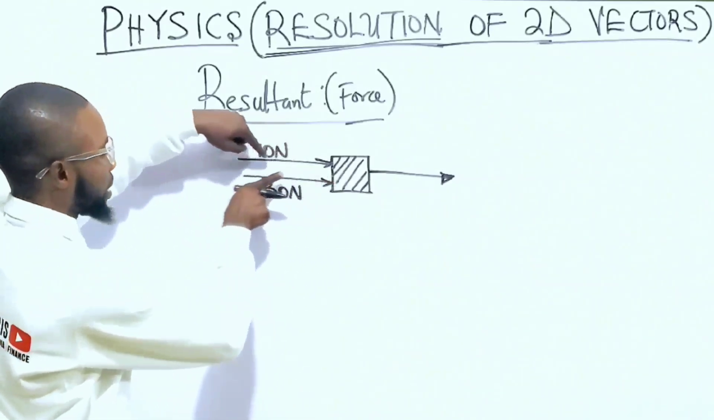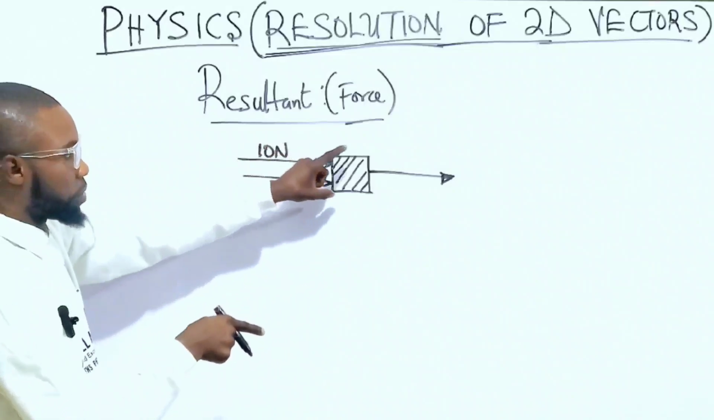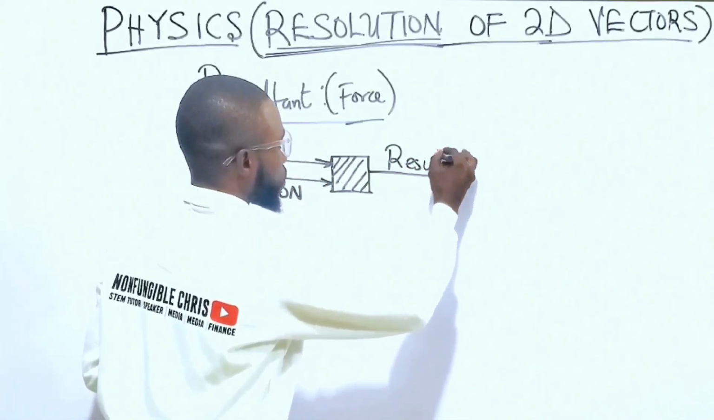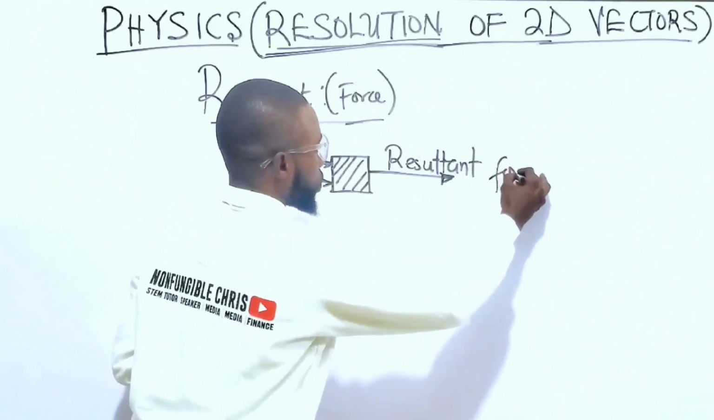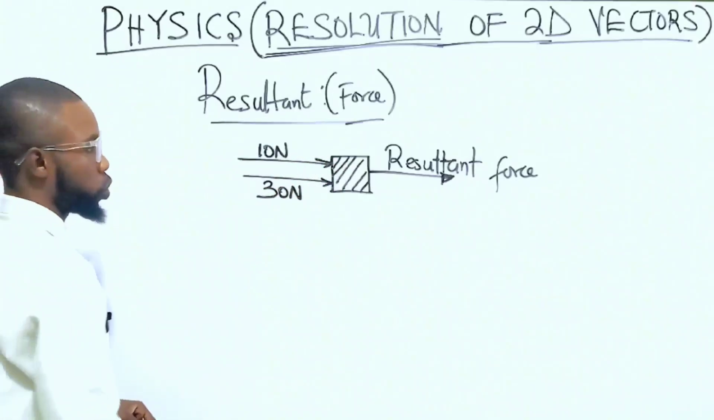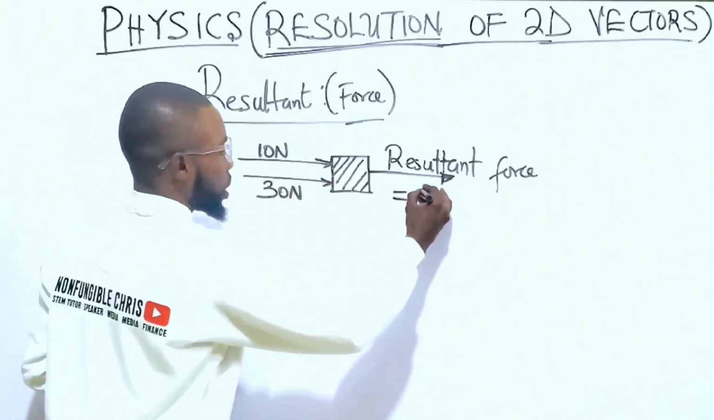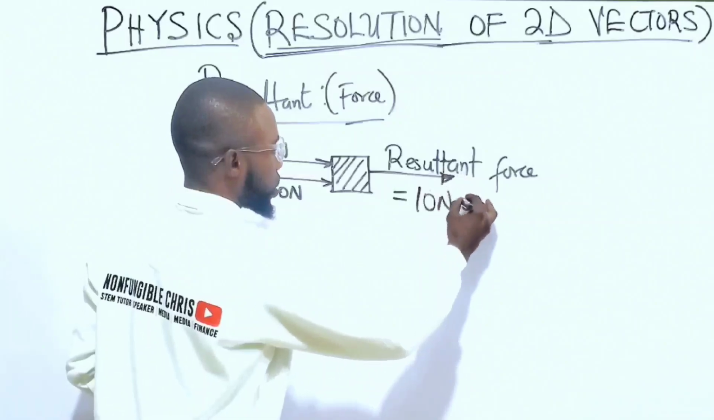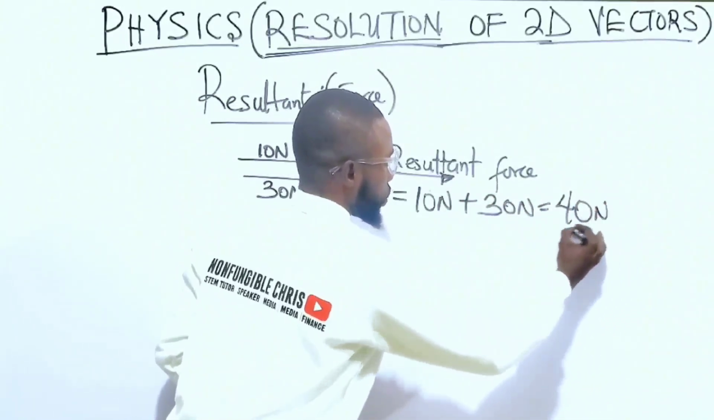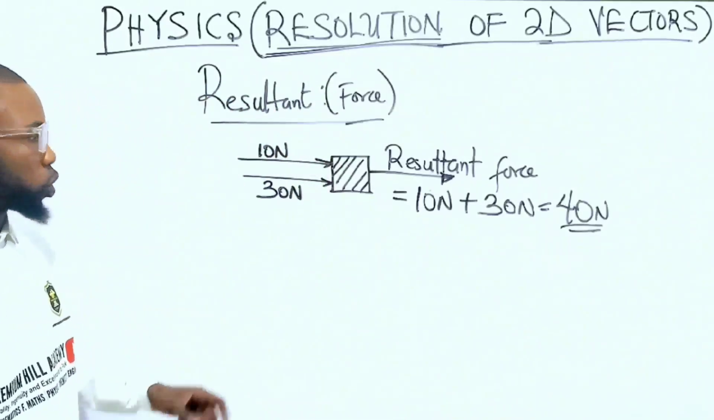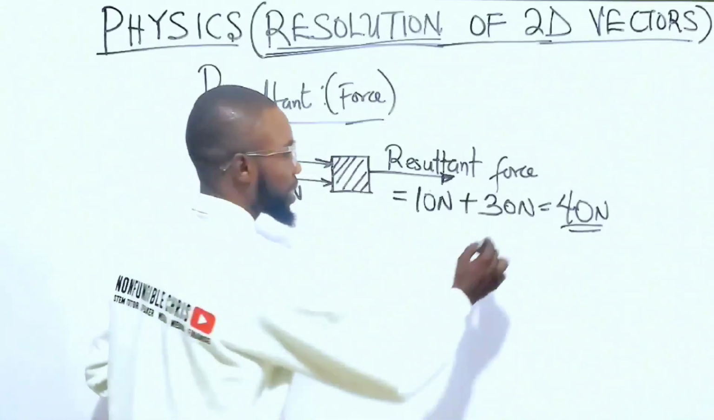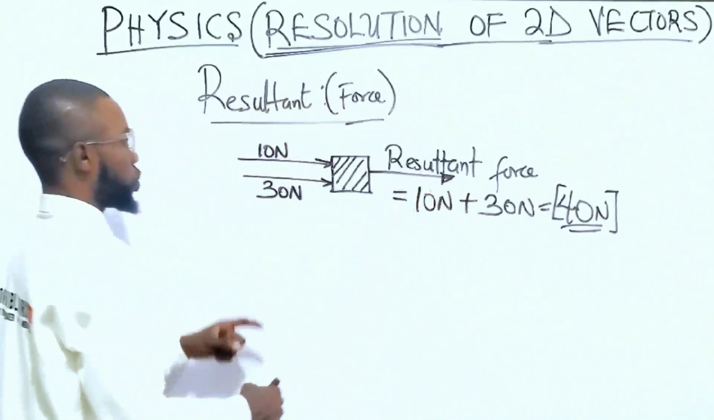Since these two forces are acting on the same plane, our resultant force is just going to be the sum of these two forces because they are acting on the body. So the resultant force is simply going to be 10 Newton plus 30 Newton, which gives us 40 Newton. That's our resultant force. So it's just the net force of the two forces. You see that the resultant force has the same direction as these two forces.